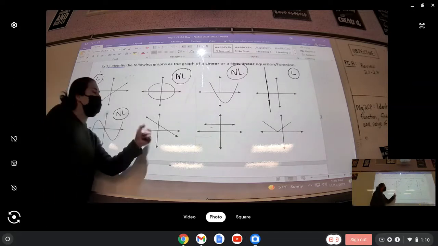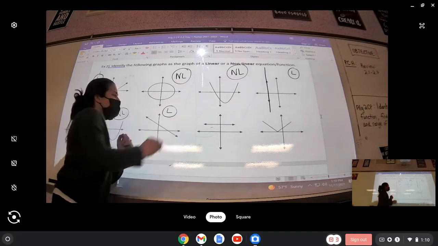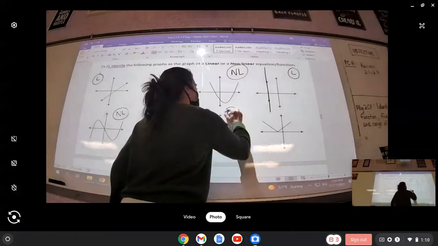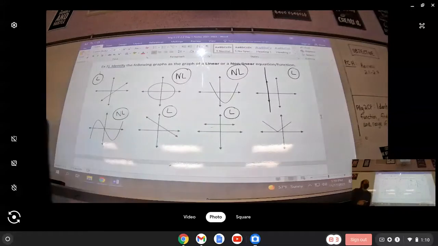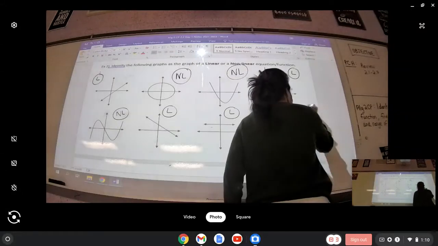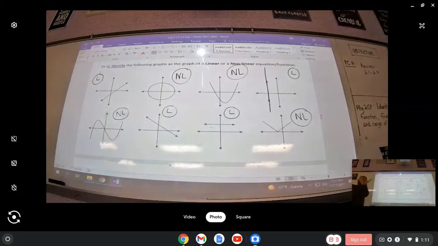All right, what about this graph? Is this a linear or a non-linear graph? Totally linear. What about this guy? That's linear. And then the last one, is it linear or non-linear? Non-linear. That's actually, guys, the graph of an absolute value. Absolute value graphs make the V.